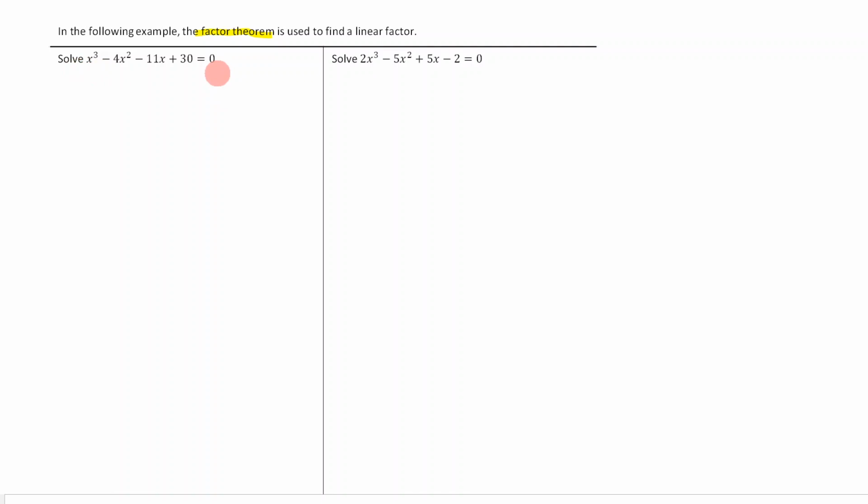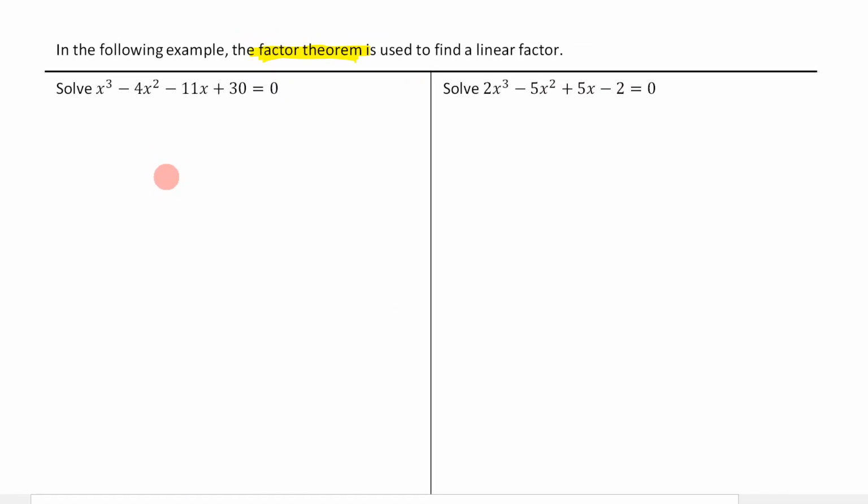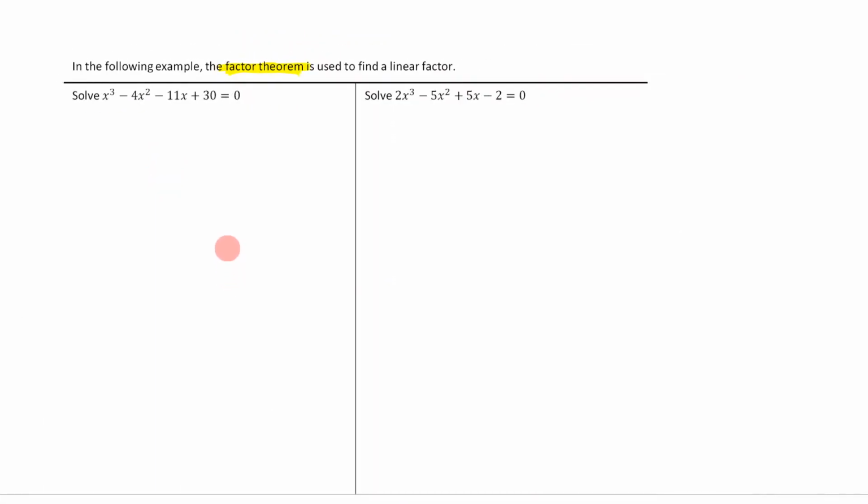Now, before we dive into this, I want to talk about how you would know that you'd have to use your factor theorem to answer this, because in a test or in an exam, this nice little sentence here that tells you how to do it isn't going to be there. You're going to have to be able to look at this and say, hey, I need to use my factor theorem to solve this. So how would you know to do that?